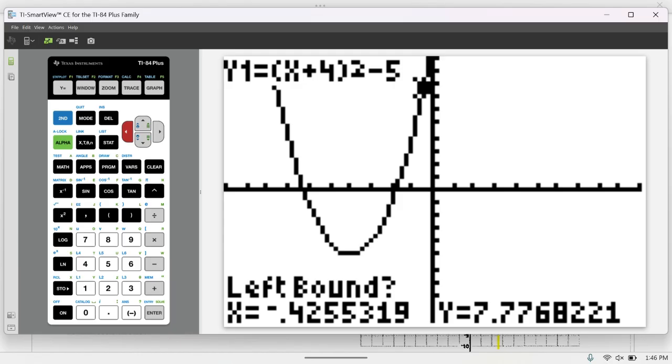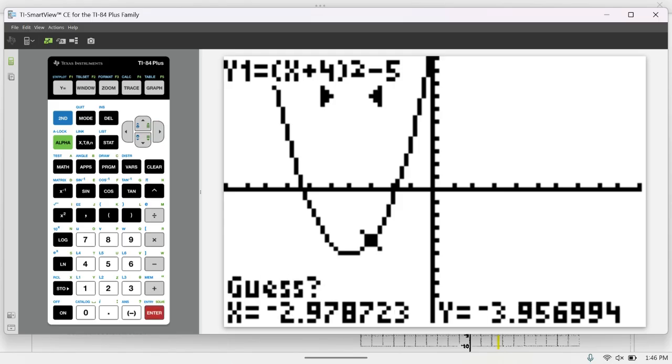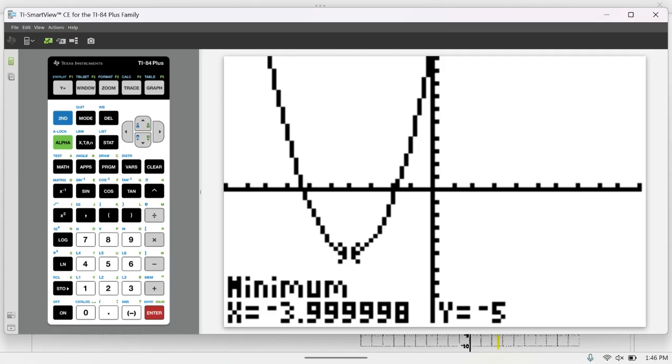Then you use your arrow keys to go left bound. Axis of symmetry: if you have the vertex, you have the axis of symmetry. It's the x value of the vertex. So if I go left bound, I'm going to go slightly to the left of the vertex, hit enter. Right bound, I'm going to go slightly to the right of the vertex, hit enter. My guess, I'm going to try and get right on top of the vertex if I can. Doesn't have to be perfect. All right, that's pretty close. Hit enter. It says it's -3.99, which can round up to 4. Typically, if it does that, you usually round it up anyway, and then -5. So we were right.